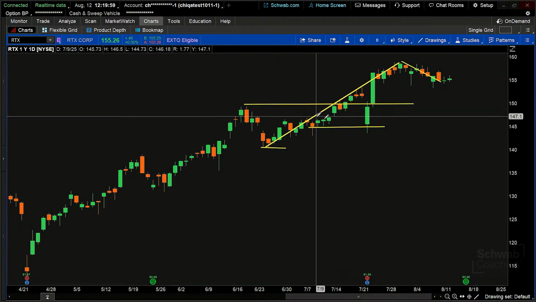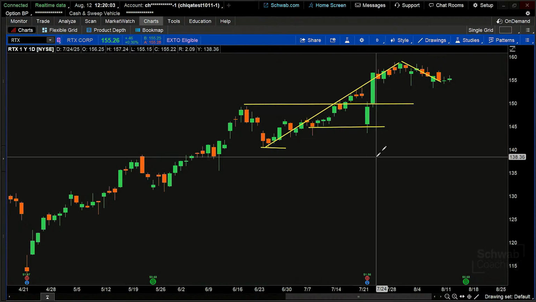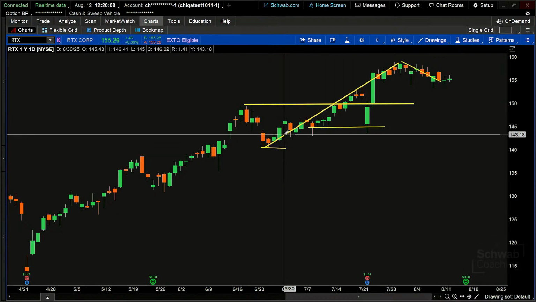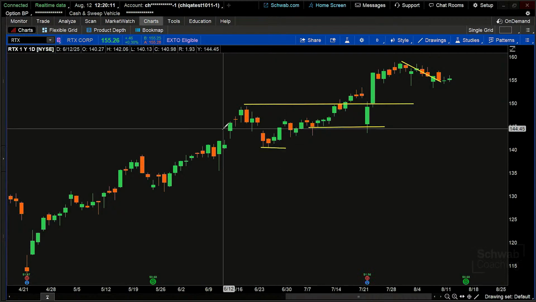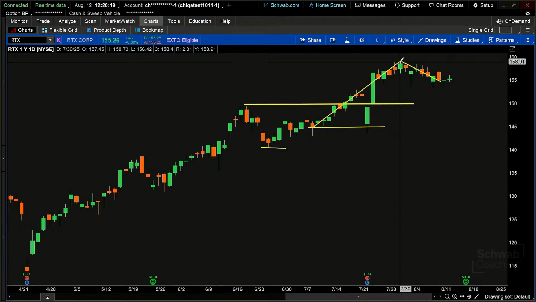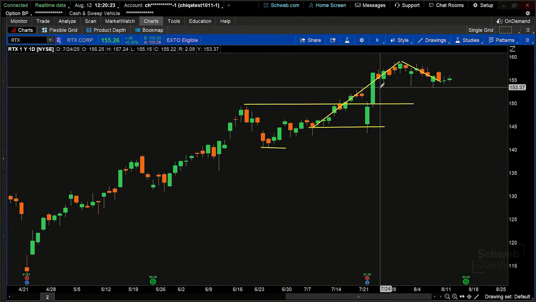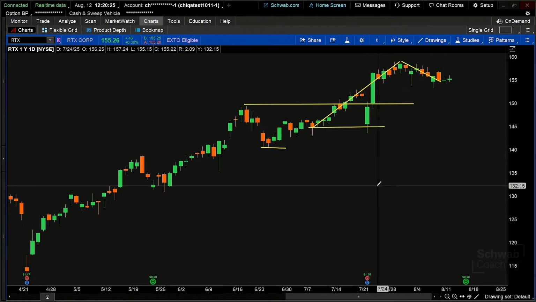So what I'm going to do is detune this flagpole a little bit. I'm going to take this line off, remove drawing. I'm going to go to this support level right here that I drew in right around 144, and I'm going to use that as my flagpole, and I'm going to come back here. Now, one thing I wanted you to notice, this happens to incorporate an earnings announcement in the mix. We don't always get earnings announcements.